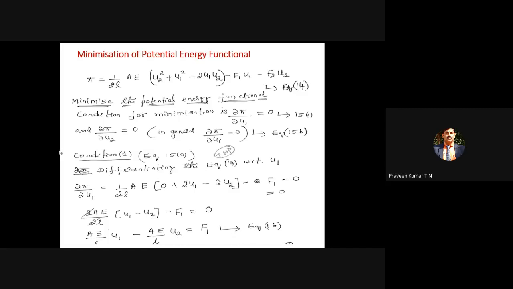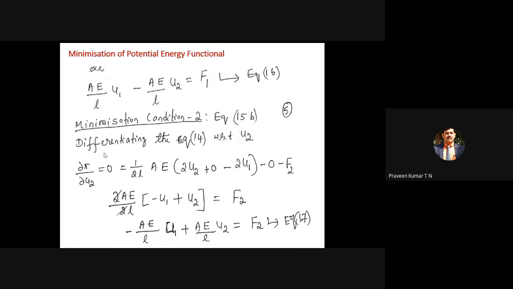I will finish within 2 minutes. We have the equation for the energy. The system is in equilibrium condition only when the variation of the energy is zero, which is nothing but the differentiation of this energy being zero. Once you differentiate with respect to u1, we get one equation, that is equation 16. If you differentiate the same energy equation with respect to u2, we get one more equation, equation number 17.